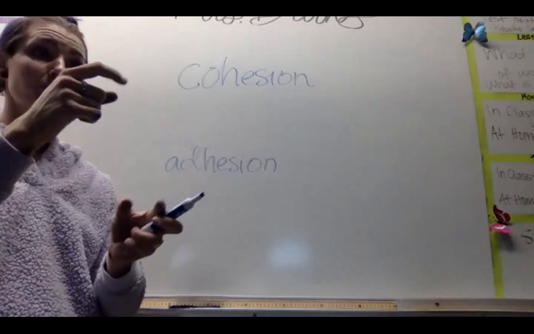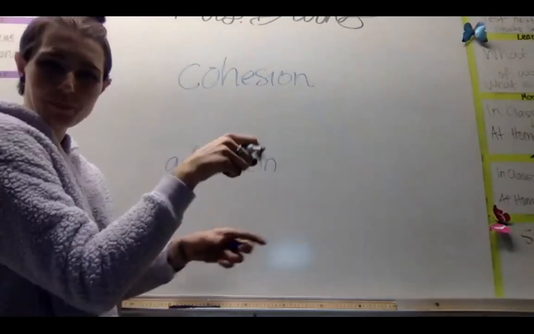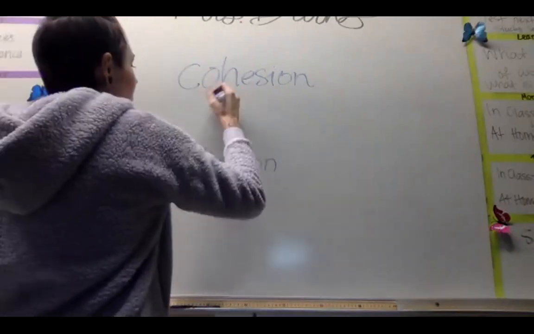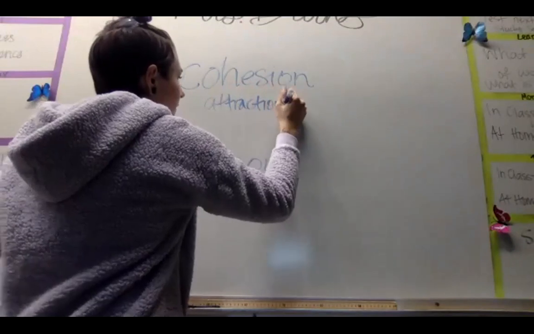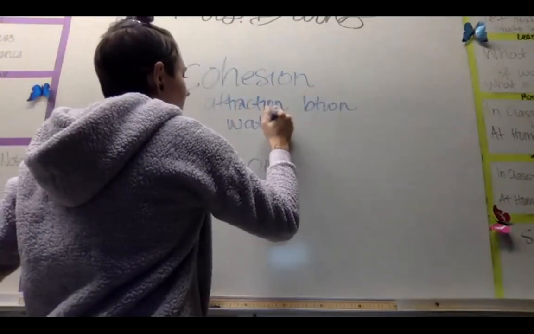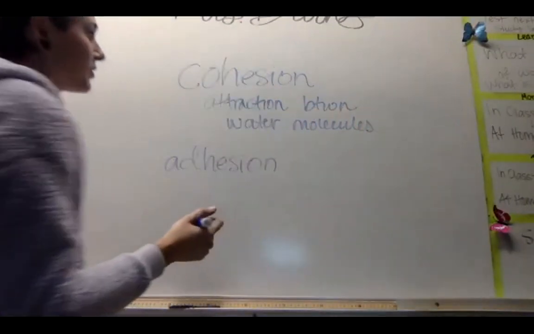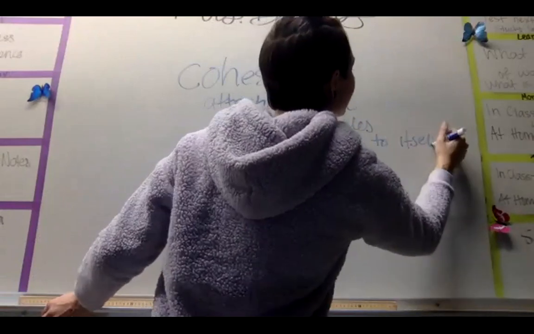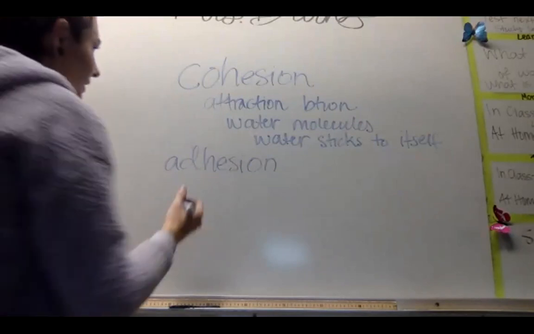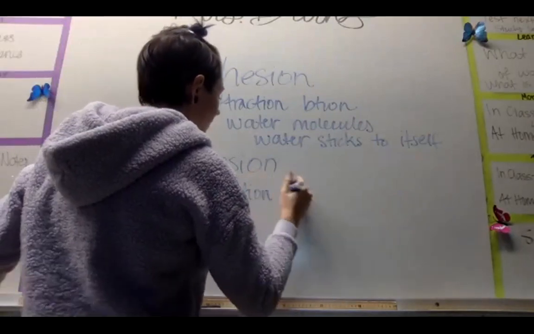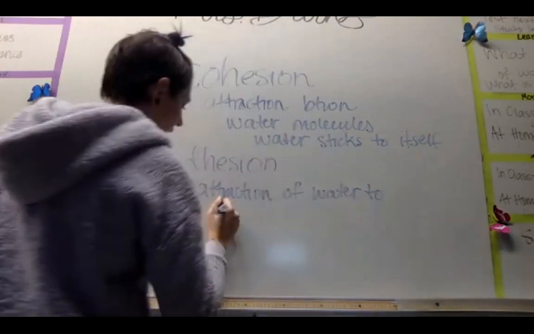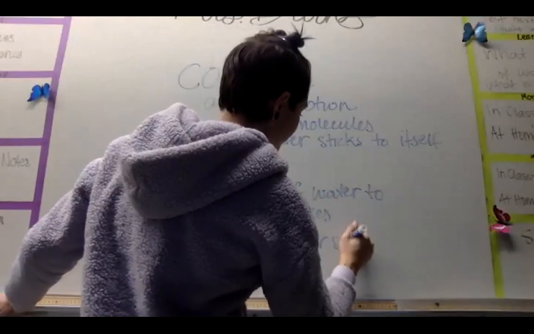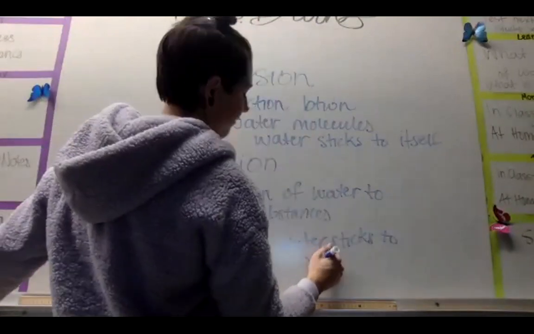Yeah, cohesion. This is the one where we were putting all the drops onto the slide to see how many would fit. Cohesion is what helped all those water molecules stay in that one giant drop. And so cohesion is attraction between water molecules. This is what allows water to stick to itself. And then adhesion is the opposite. Adhesion is attraction of water to other substances. And so water sticks to other stuff.